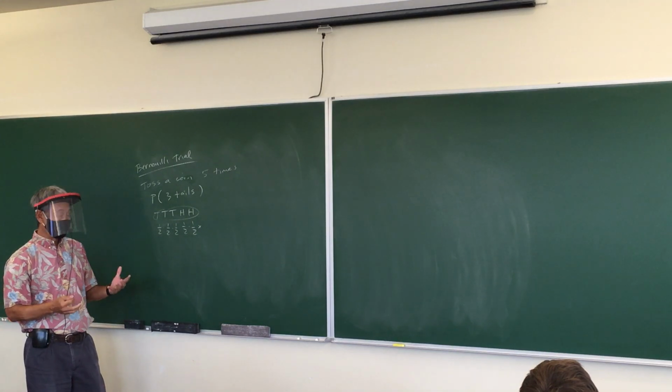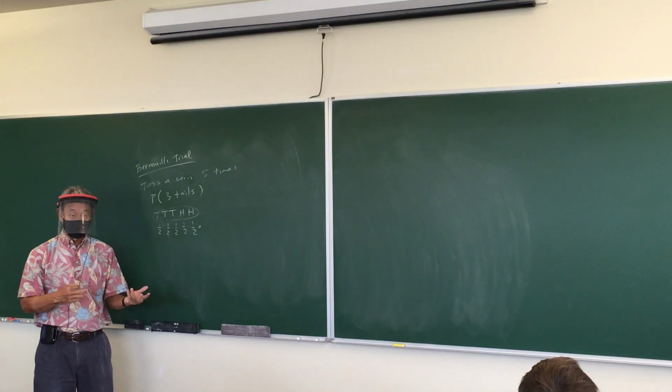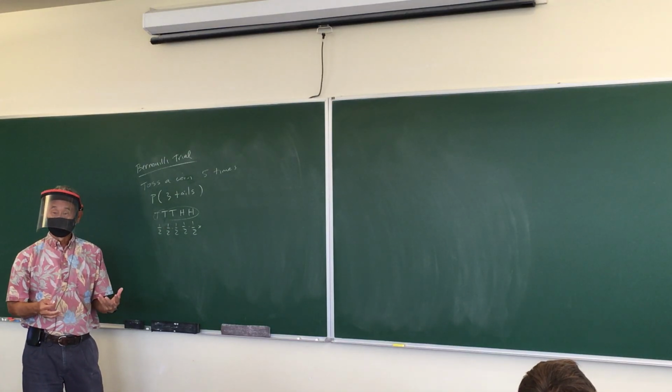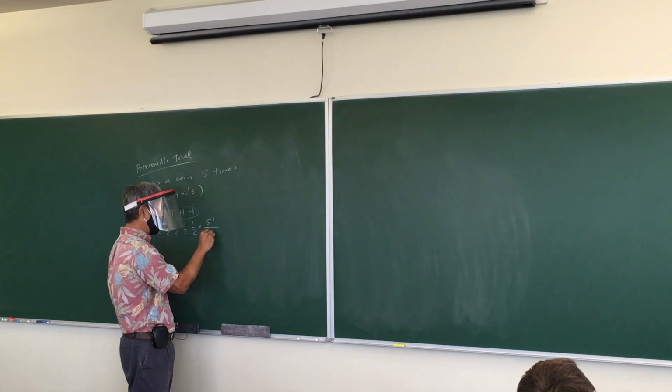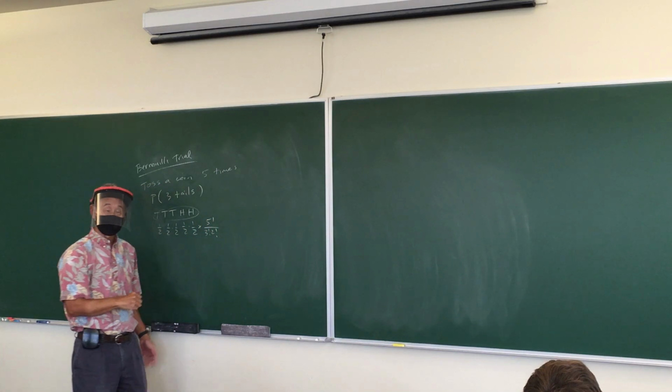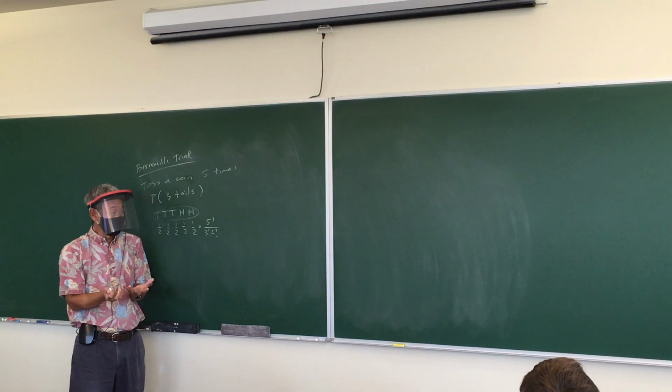5 factorial over 3 factorial, 2 factorial, which is the same thing as 5 choose 3 or 5 choose 2, right? So I don't care what you do, you can put 5 factorial over 3 factorial, that's how many 5-letter words you can make, but that's the same thing as 5 choose 3 or 5 choose 2. Or you could count it by hand.